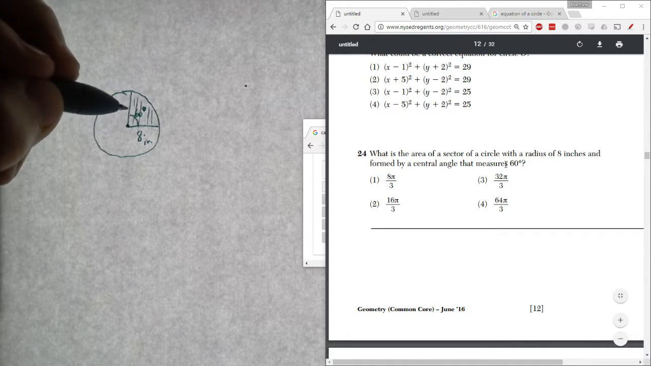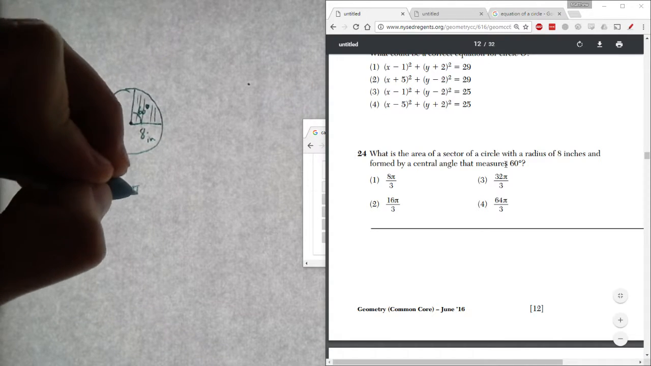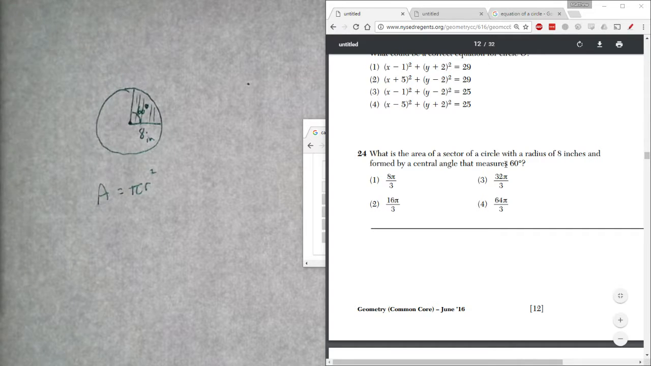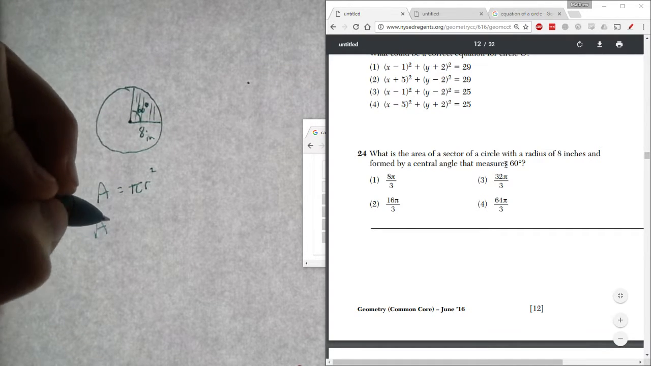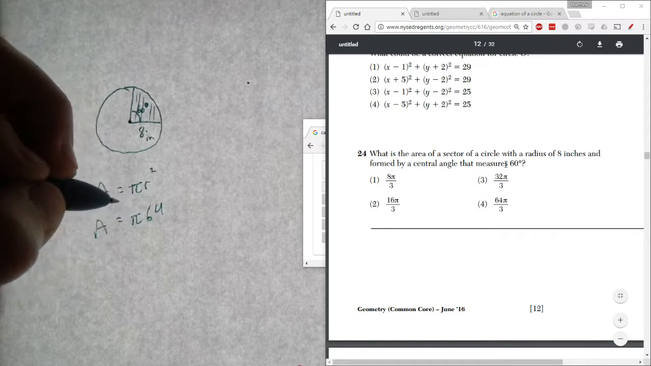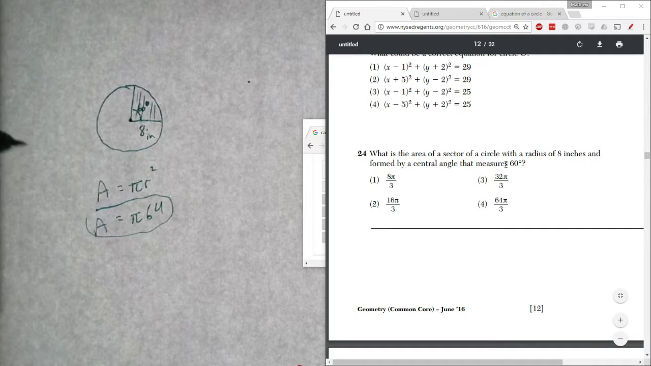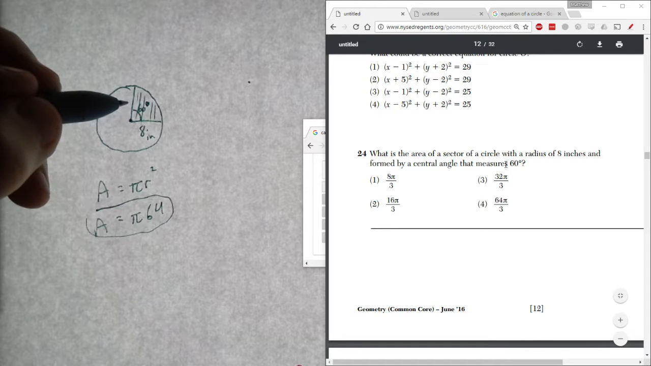Well, let's start by finding the area of the whole thing. Area for a circle is equal to pi r squared. So my radius is 8. My area is equal to pi times 64. This is the whole area. But I only want part of the area. I just want this part of it.